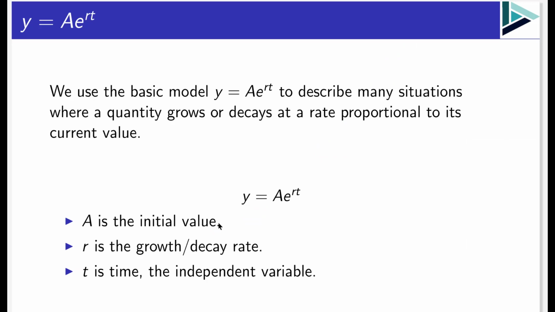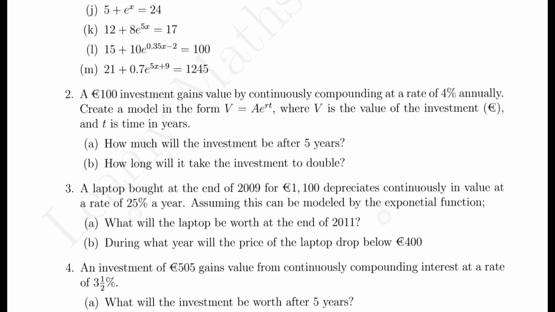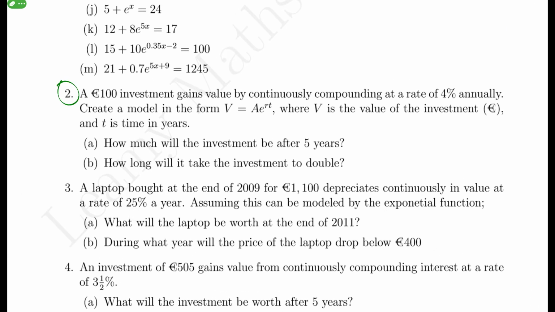Remembering that A is the initial value when t equals 0, and r is the growth rate if it's positive, or the decay rate if it's negative. So now that we've looked at all of the background, let's have a look at an example of a typical question. So we look at this question 2 here first of all.